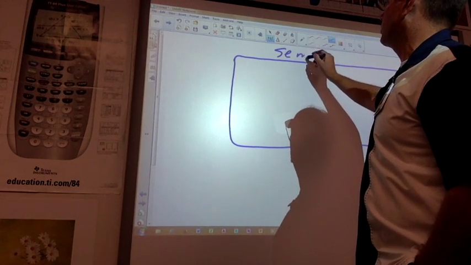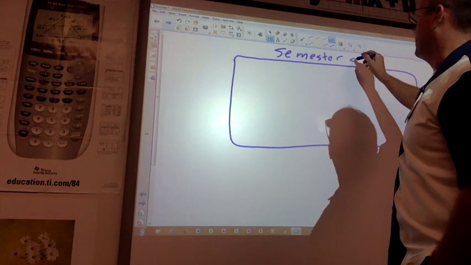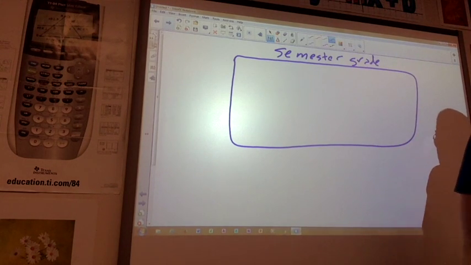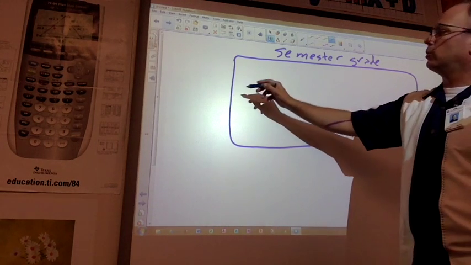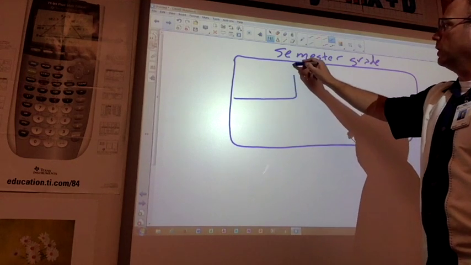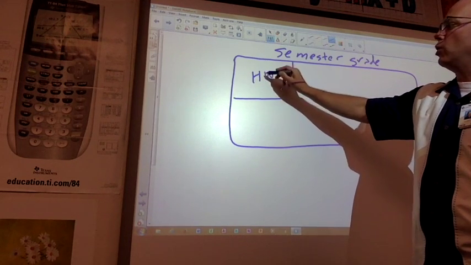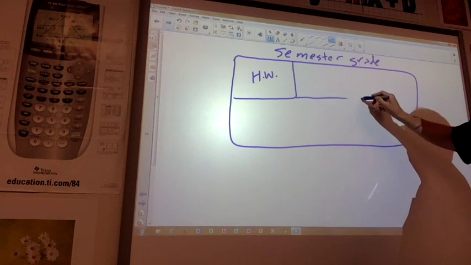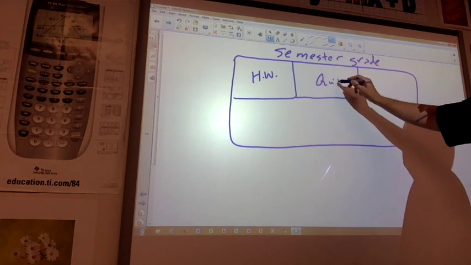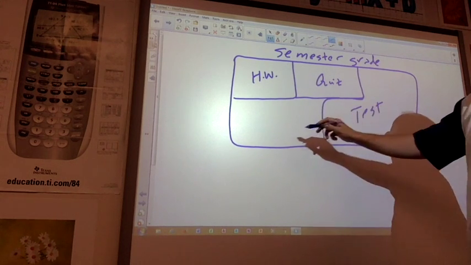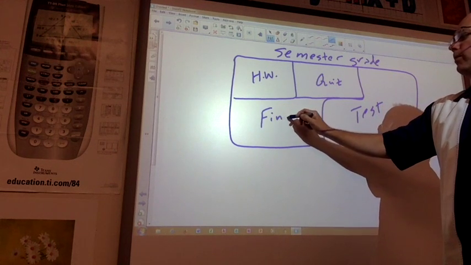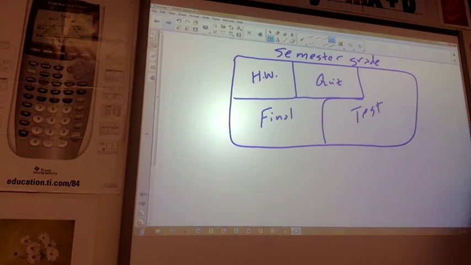This represents your semester grade. Still with me? Okay? It's an area of a rectangle. Is that easy enough to recognize? So this rectangle is broken into regions. This region might represent homework, this region might represent quizzes, this region might represent tests, and this region might be the final. The area of the rectangle is going to stay the exact same size. The percent of each one of those regions is going to stay the exact same size.